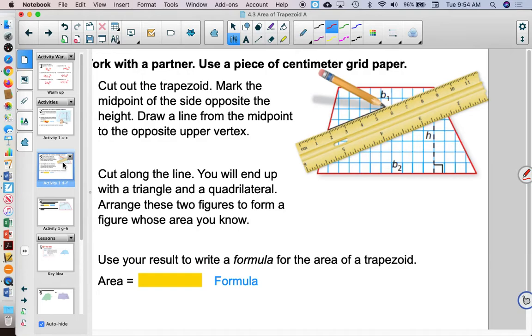Do what, honey? I'd write my estimate in there. Okay? Cut the trapezoid completely out. I need a piece of graph paper. You want us to cut it on the line?